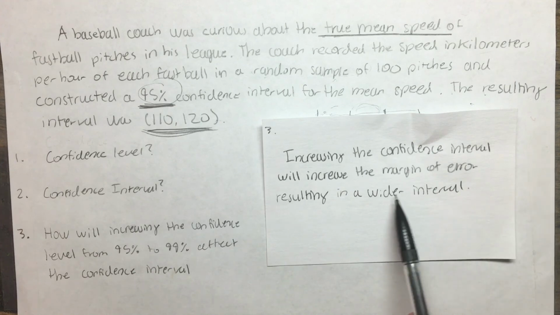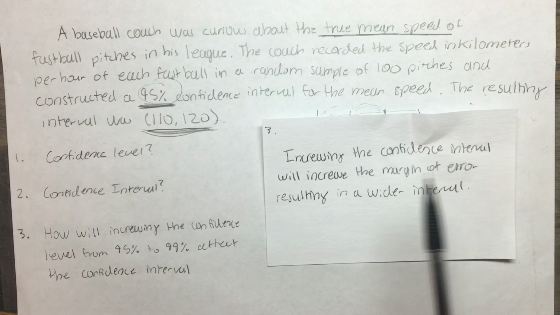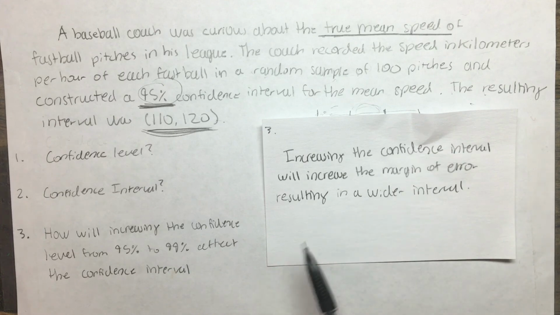So specifically, an example of a wider interval would be maybe 100 to 130 kilometers per hour. If we say that was our interval, we do definitely feel more confident it's somewhere in there because it's more likely.